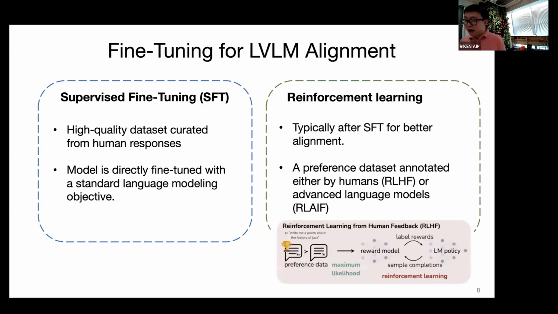Another way is that we can leverage reinforcement learning after doing the supervised fine-tuning to achieve better alignment. To apply reinforcement learning, we will first curate some preference data set, which can be annotated either by humans or by some advanced language models. Here we have the preference pairs, and we can build some reward models, and these reward models can help us train these large language models by using reinforcement learning.